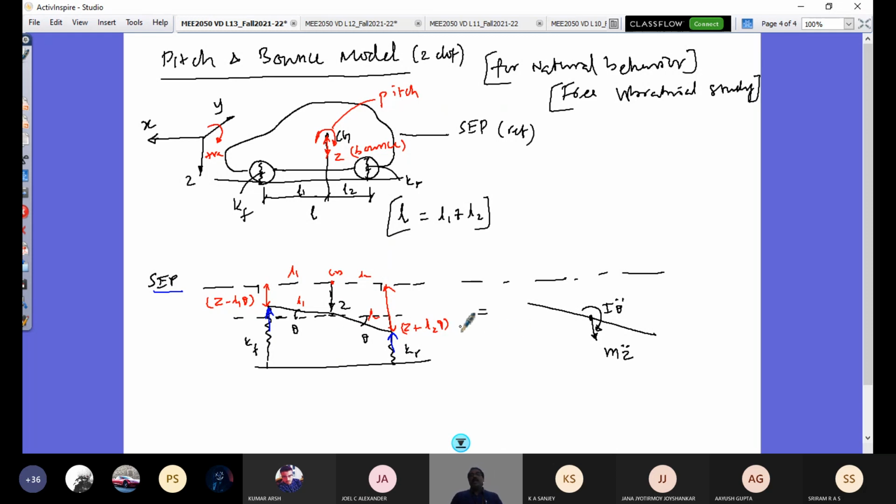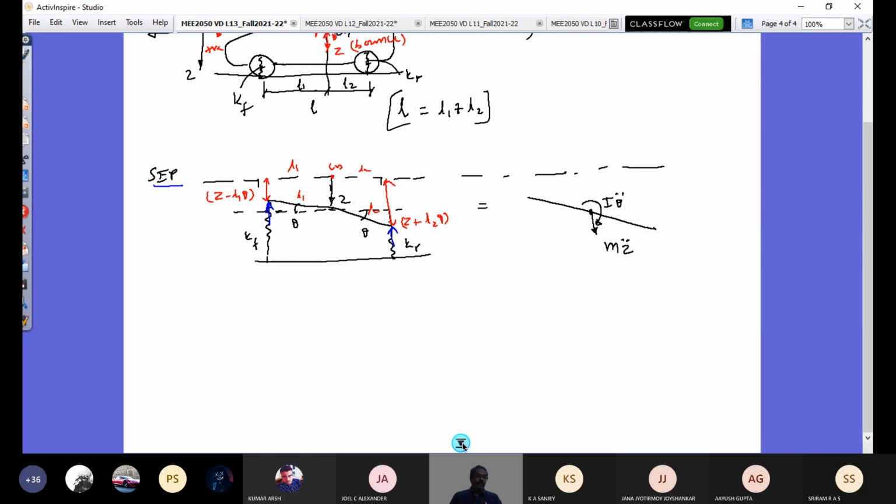So this is my free body diagram now to derive my governing equation. Let us write the governing equation carefully. My convention is down positive, clockwise moment positive, right? Now the two spring forces are upward, so that's going to be negative. So I'm going to have my forces on one side: minus Kf into (z minus L1 theta), minus Kr into (z plus L2 theta). And that is equal to, here it's down, so plus m z double dot.